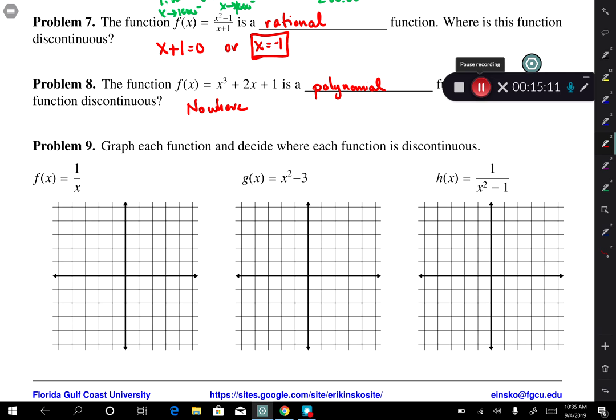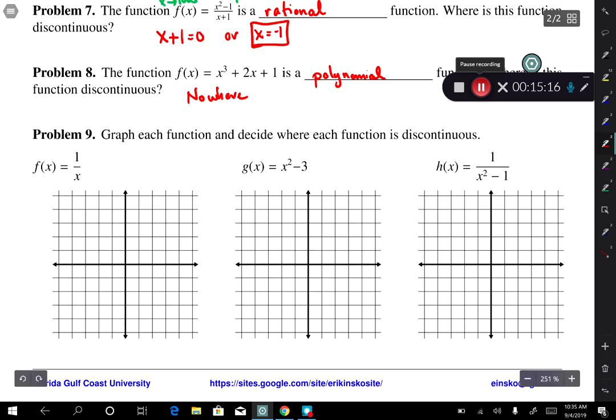Okay, graph each of the functions, decide where they are discontinuous. Okay, so f of x equals 1 over x. And now to graph this, I recommend you just make a quick table if you don't know what the graph looks like already. So you can plug in x and y, and again, pick nice values. If you plug in -3, -2, -1, 0, 1, 2, and 3, you should get a pretty good idea of what this function looks like. So we plug in -3, you're going to get -1/3. -2 will be -1/2. -1, you get -1. 0, you get 1 over 0, that's undefined.